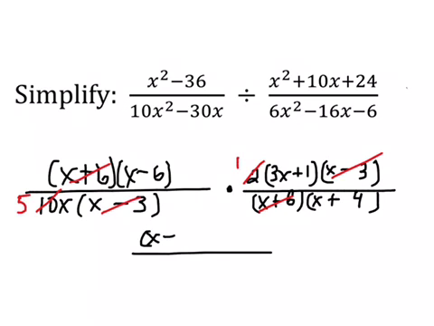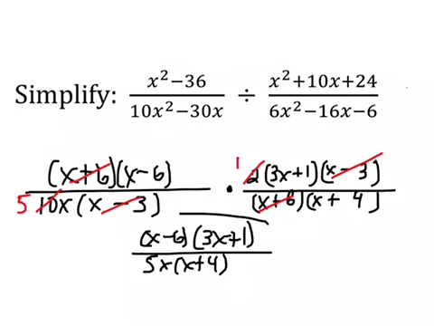On the numerator, I have x minus 6 and also 3x plus 1. In the denominator, I have 5, an x, and an x plus 4. And again, you could multiply that out, but it's also perfectly fine to leave your answer like that.